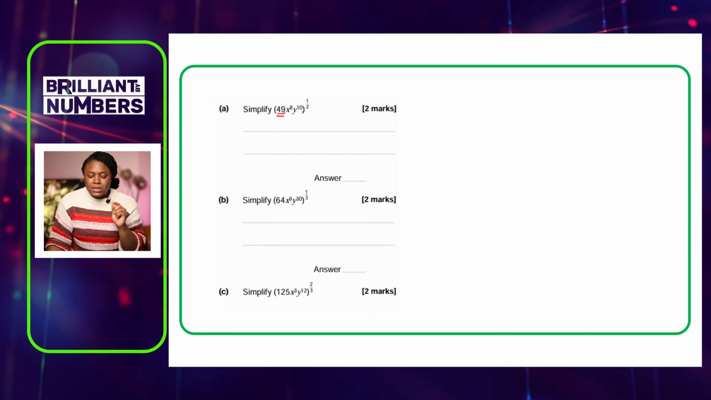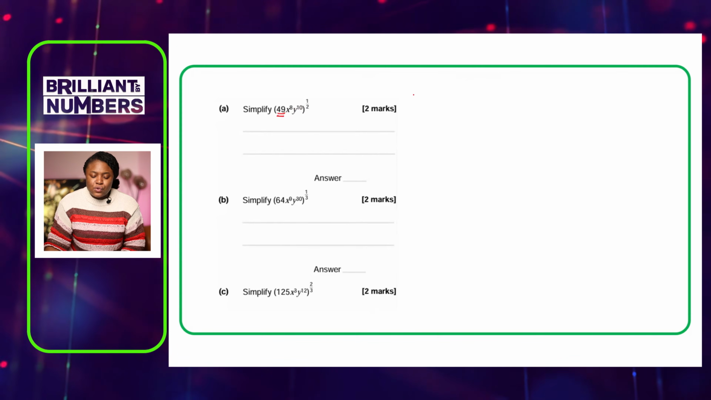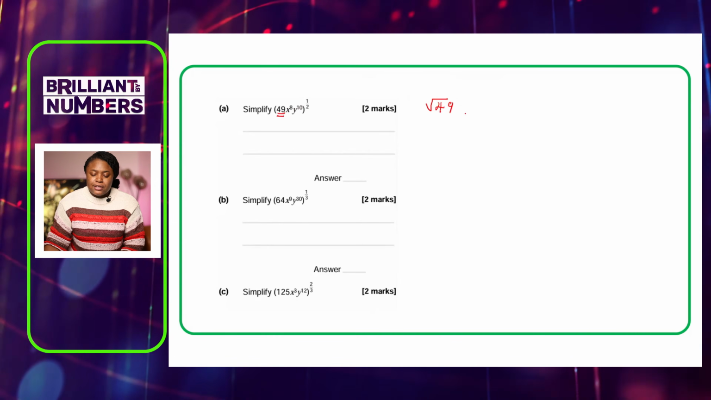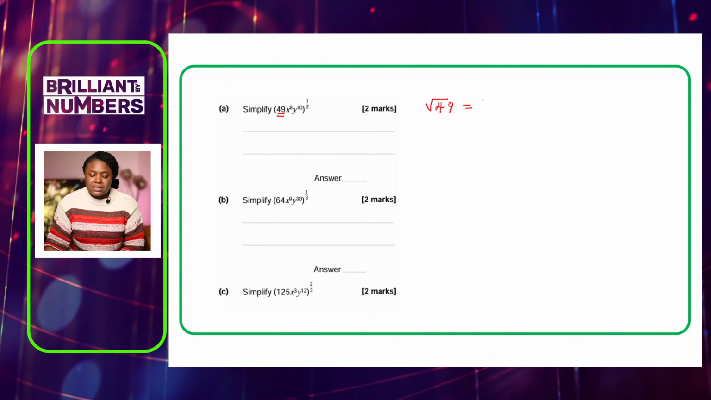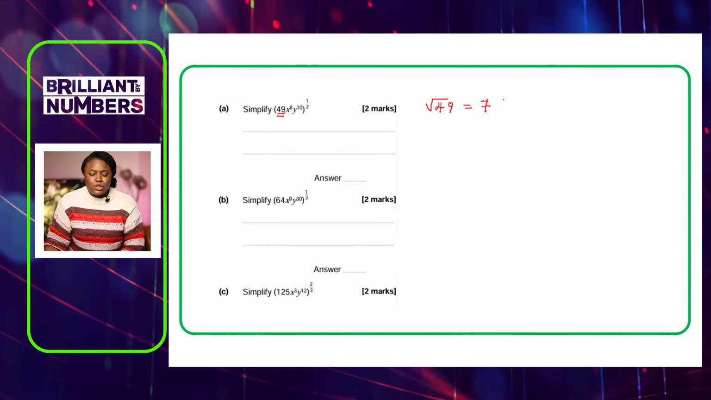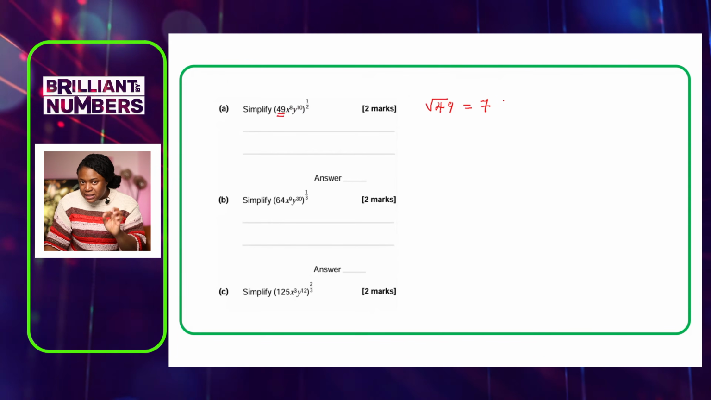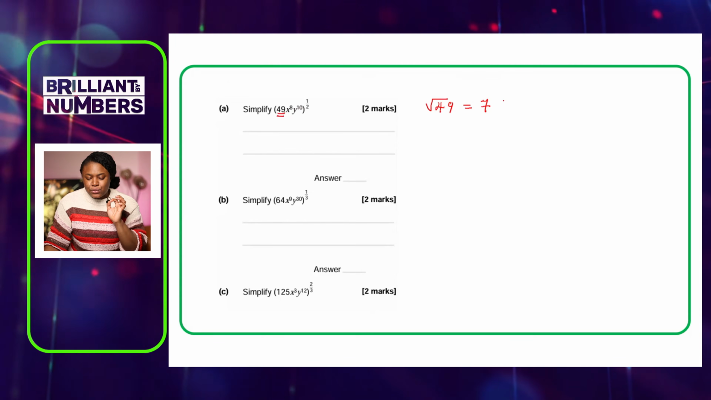So we take it one step at a time. I first of all need to do the square root of 49. Square root of 49 is 7. So we've finished with the numerical factor. We then go on to focus on the literal factors, which is x and y.